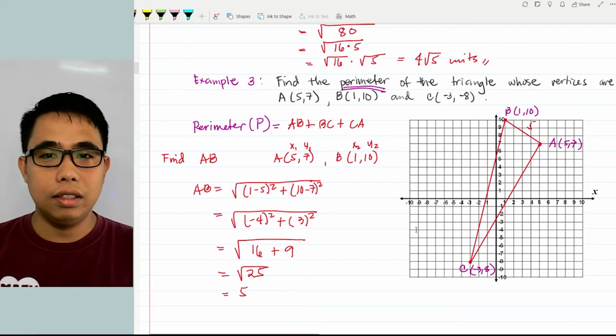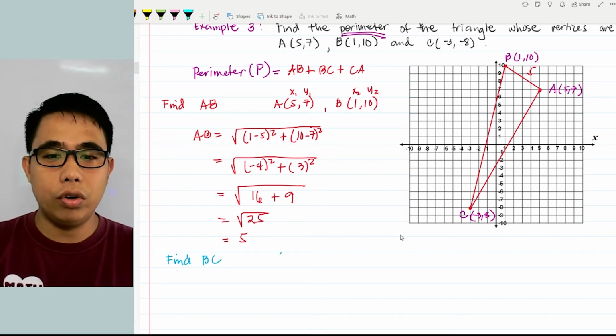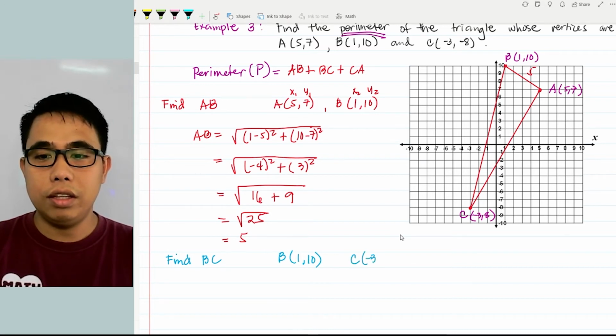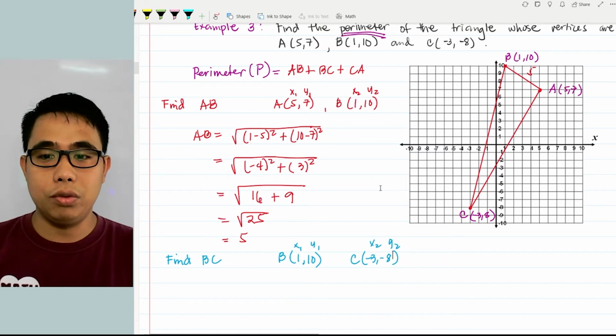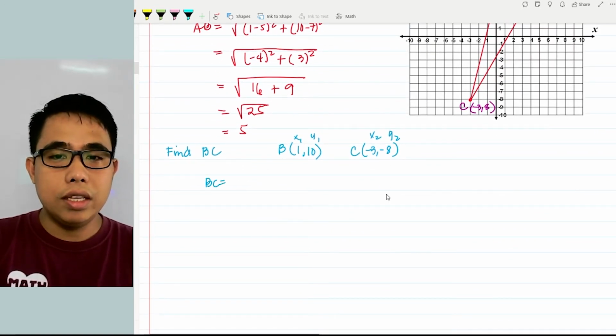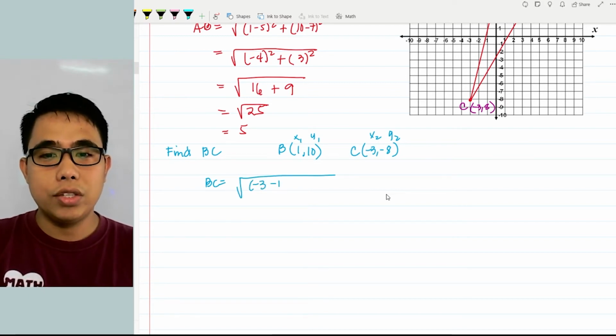After that, let's find BC. Take note, the coordinates of B are (1, 10) and C is (-3, -8). So this will be your x1, y1, x2, y2. So BC is equal to the square root of (-3 minus 1) squared plus (-8 minus 10) squared.